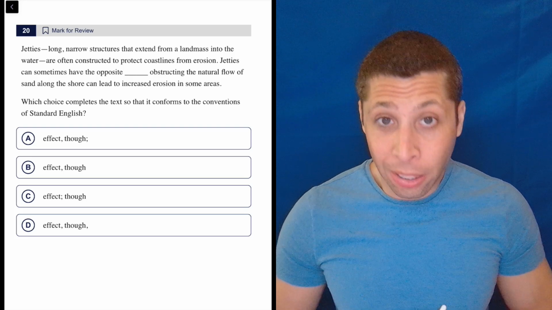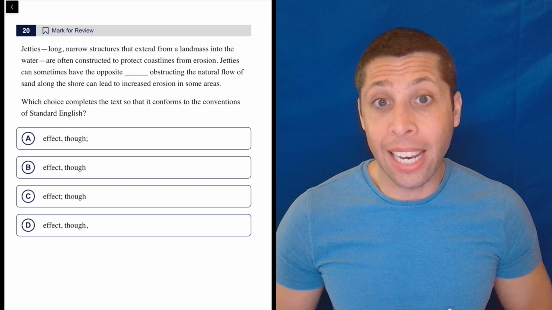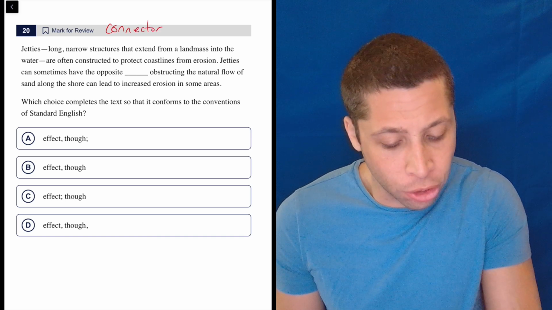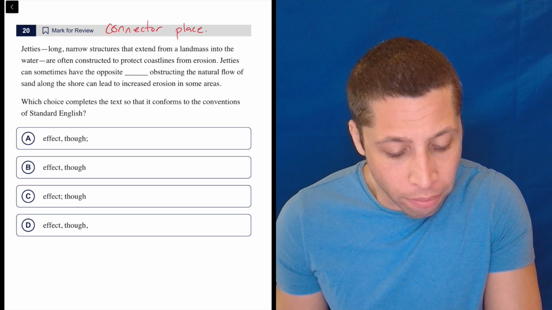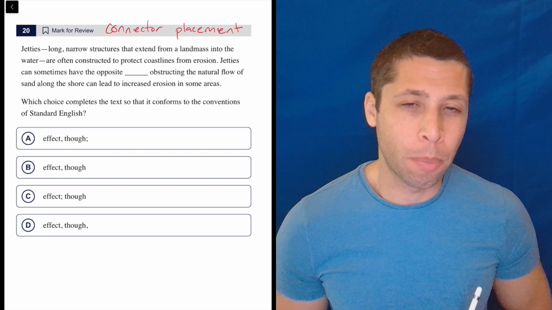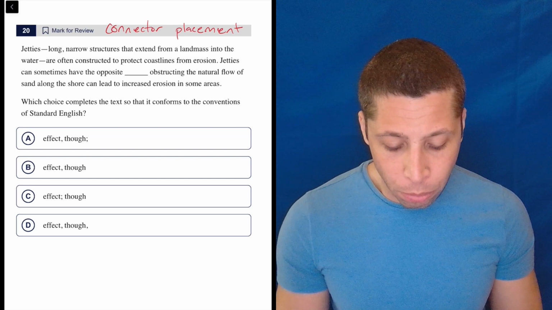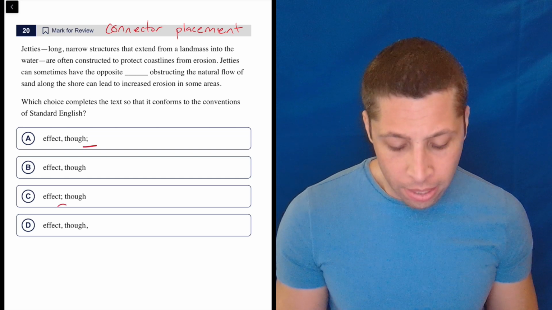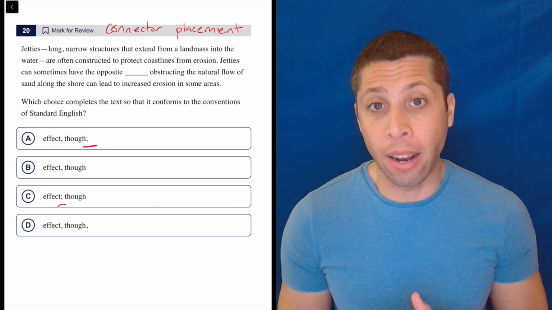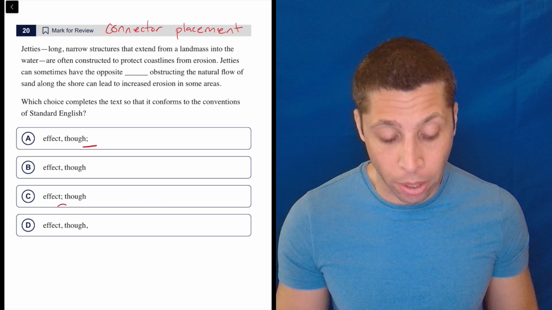Many of you who have been studying for a while are going to recognize that this is the connector placement rule. We have a, not technically a conjunction, but a word like however or though that is kind of floating somewhere in a sentence, and we need to place it in the right spot. The first thing we should always check with these is the semicolons. Do we have complete sentences on either side? And if we do, then we need the semicolon right away.